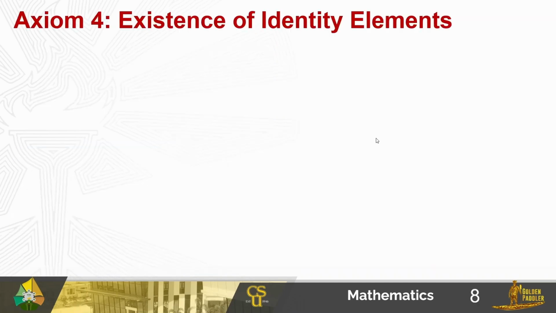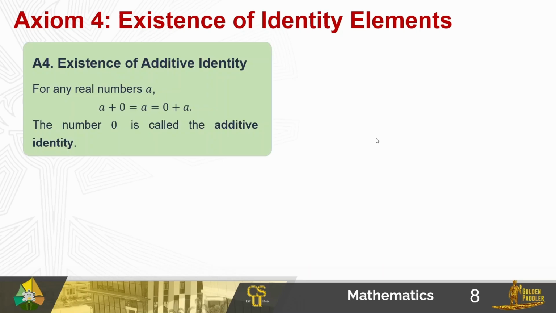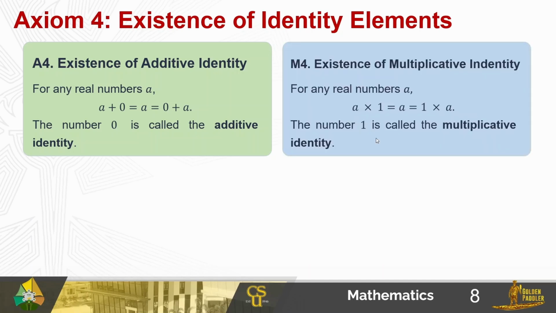Now let's proceed to the fourth axiom. Axiom 4 is called the existence of identity element. Existence of additive identity states that for any real number a, a plus 0 is equal to 0 plus a, which are both equal to a. And thus, the number 0 is called the additive identity. And the existence of multiplicative identity states that a times 1 is equal to 1 times a, which is again equal to a, implying further that the number 1 is called the multiplicative identity.